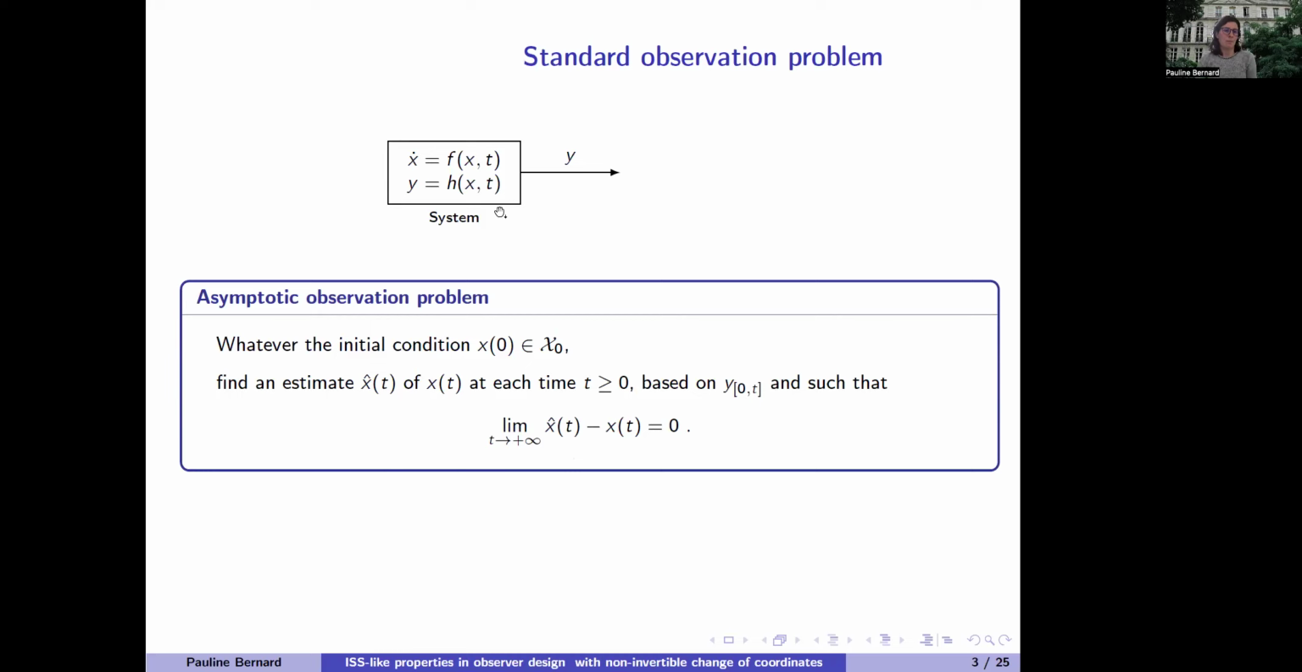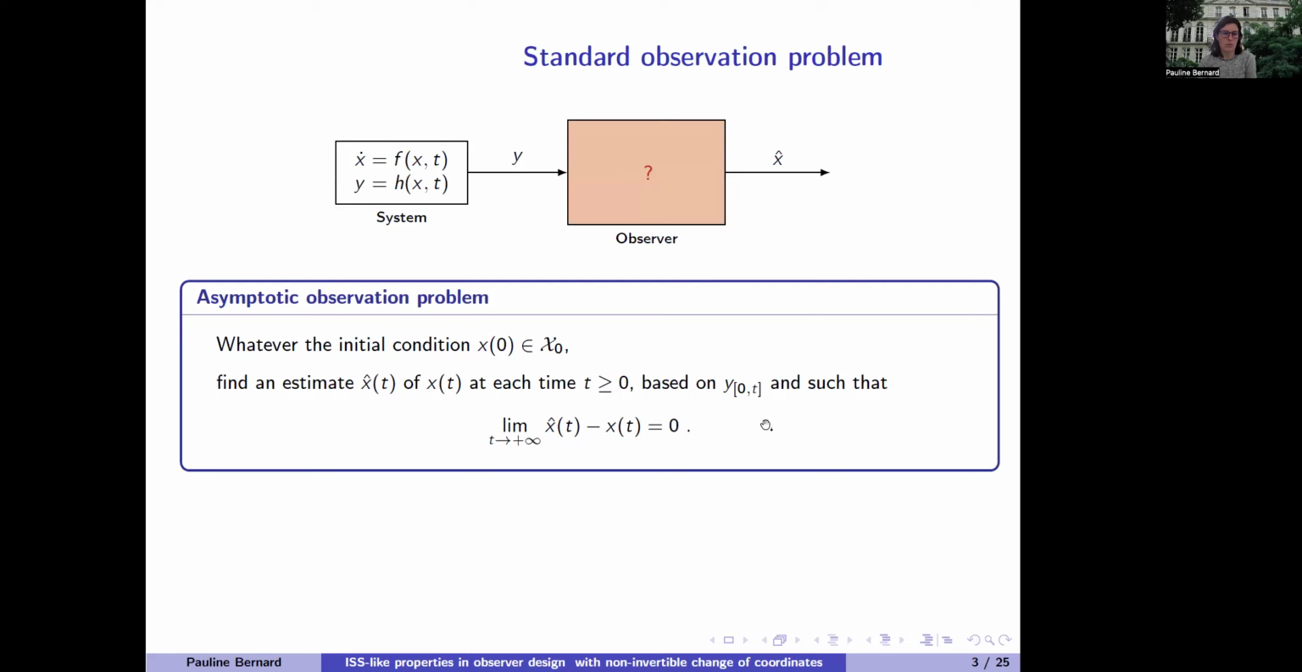So you consider a system which has some dynamics and some measurements, some outputs, and you would like to reconstruct the state. The observation problem generally is: you don't know the initial condition, and you want to find an estimate x hat of the state x of your system in real time, based only on the past measurements that you had from sensors, for example, and such that asymptotically x hat goes to x.